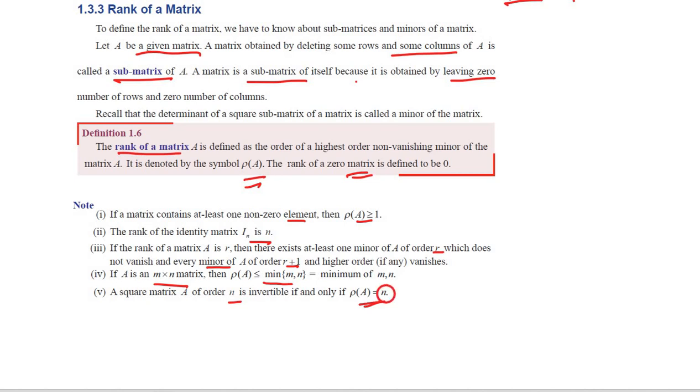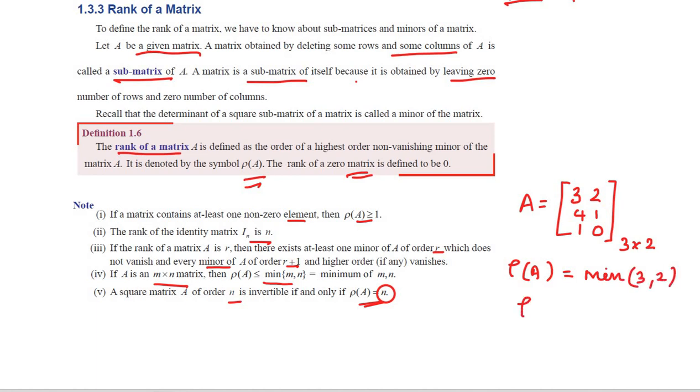Let us see an example here. I take a matrix A of order 3 by 2: 3, 2, 4, 1, 1, 0. The order of this matrix is 3 by 2. Now, we can find the rank of the matrix. The rank of the matrix is less than or equal to the minimum value of 3, 2. Here the minimum value is 2. So the rank of A must be less than or equal to 2, and then we find the rank by either using the minor method or the row-echelon form, which we are going to do in the problems in the exercise.